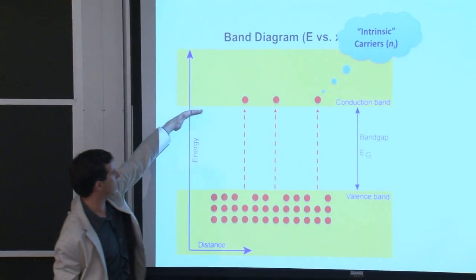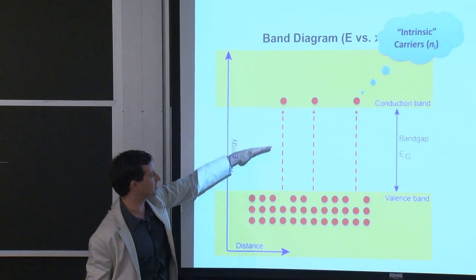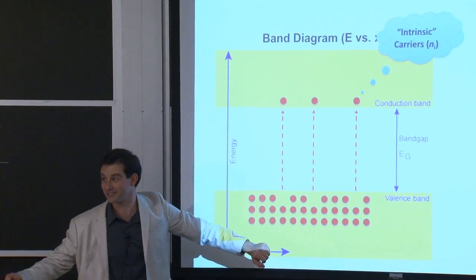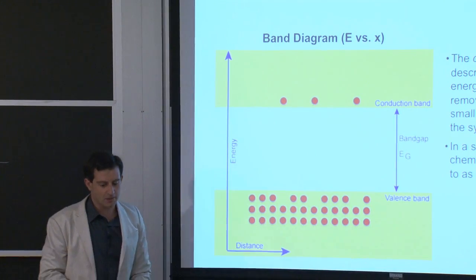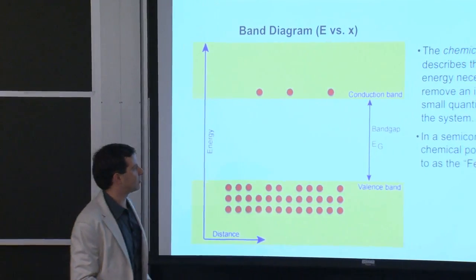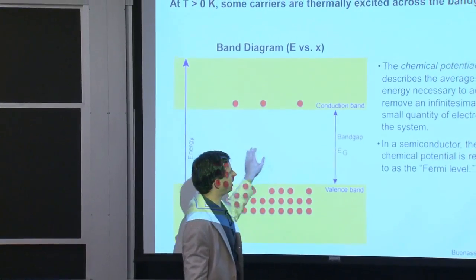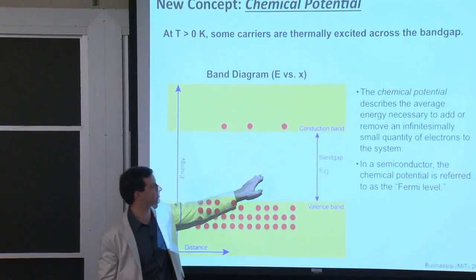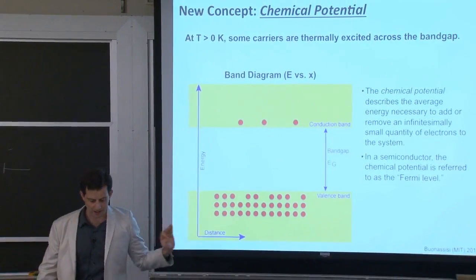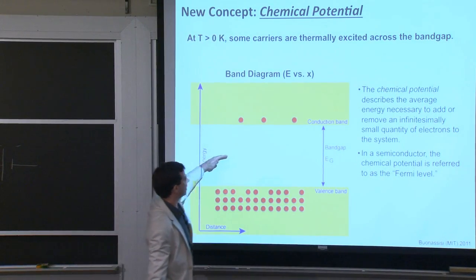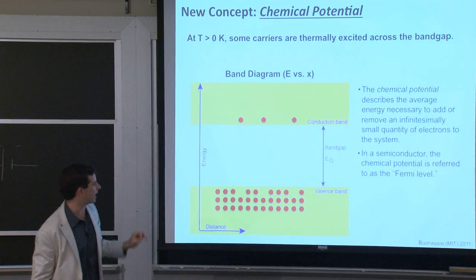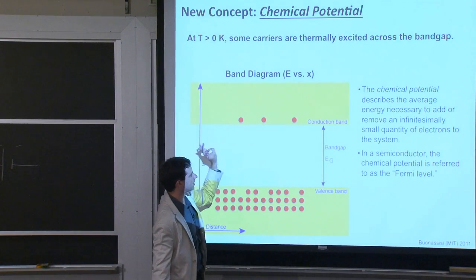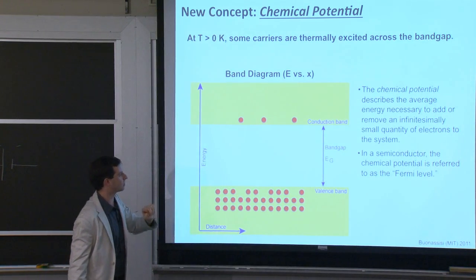As you shrink your band gap, the energy necessary to excite across the band gap becomes less, since you have more thermal carriers. So the chemical potential is describing the average energy necessary to remove an infinitesimally small quantity of electrons to the system. And again, infinitesimally small quantity, meaning it's a mere perturbation. You're not changing the volume. You're not changing the electrostatics of the system. You're just adding one electron to the system or taking it away and determining how much energy was required.